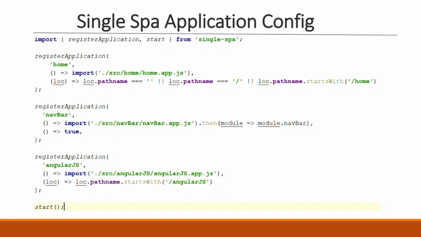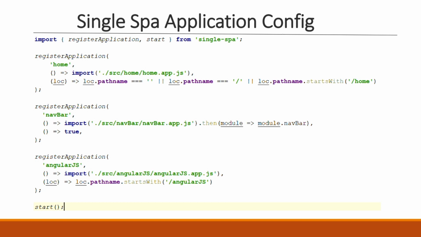So how to do it? You just install this library, single-spa. It has two functions, registerApplication and start. The registerApplication function takes three parameters. One, you give a name for your child app, and second, you give the URL where to get your child application. And the third one tells the library when your child application should be active.